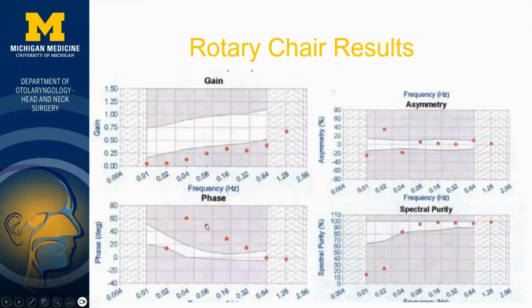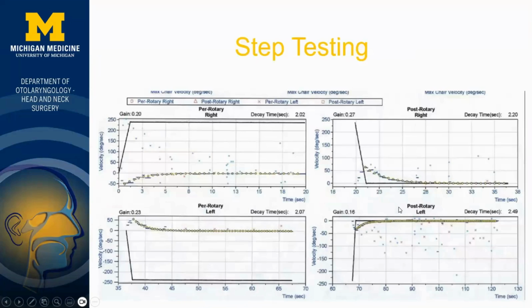When we look at phase, he still has phase leads 0.08 to 0.32, but everything is symmetrical. So there's no big asymmetry between right beating nystagmus and left beating nystagmus here. That makes sense because we're expecting bilateral hypofunction.